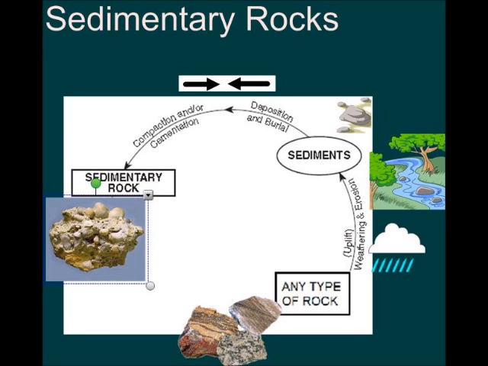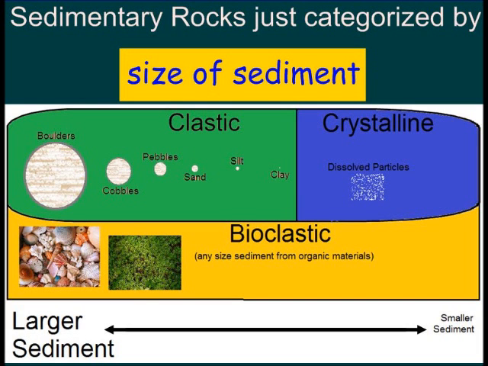The basic form is that any rock can undergo weathering, which is where it crumbles into smaller pieces, and then be eroded, which is when it's transported by ocean currents or a river or ice or wind. And those sediments can then be buried and then compacted and cemented into a sedimentary rock. The main way that sedimentary rocks are categorized is by the size of the sediment.